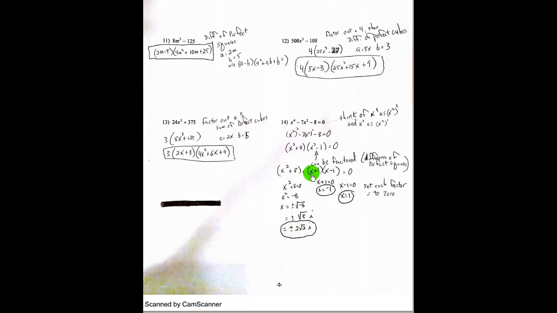Now for the other factors, you set x plus 1 equal to 0, subtract 1 from both sides, and you get that x equals -1. And if x minus 1 equals 0, you add 1 to both sides and x equals 1. So when you're solving number 14, you have 4 solutions, which makes sense because you have an x to the 4th as your leading term. You have positive 2 square root of 2 i. You have negative 2 square root of 2 i, which are your two imaginary solutions. And then your two real solutions in this case are x equals negative 1 and x equals positive 1.